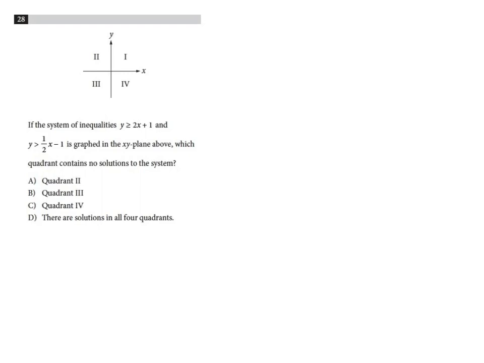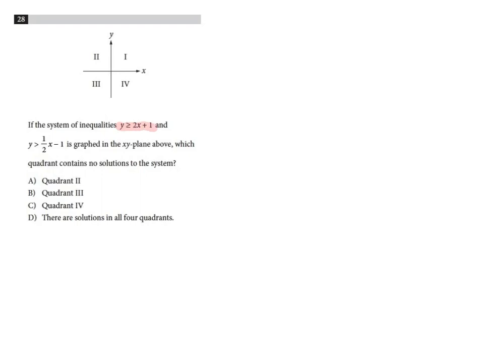Okay, so 28. If a system of inequalities, y is greater than or equal to 2x plus 1 and y is greater than 1/2 x minus 1, is graphed in the xy plane above, which quadrant contains no solutions to the system? All right, well, let's just graph it. We've got our first one here. Oops, let's highlight that instead.